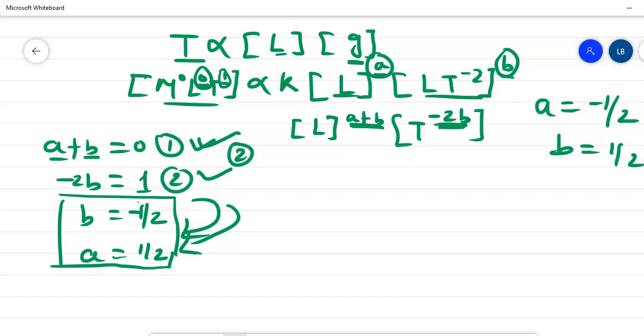So now let's apply the values. So T equal to, the constant will remain as K.